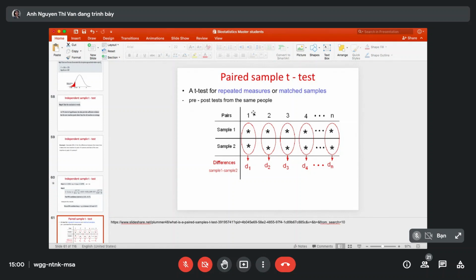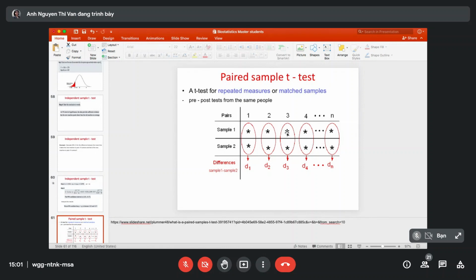For the same people or the same object or the same thing, there is data pre, meaning before, and post test, or after the test, okay? Pre and post test. So that is a very common example of matched data or paired data, okay? So for the object, sample 1 and sample 2: sample 1 is before the test and sample 2 is after the test.